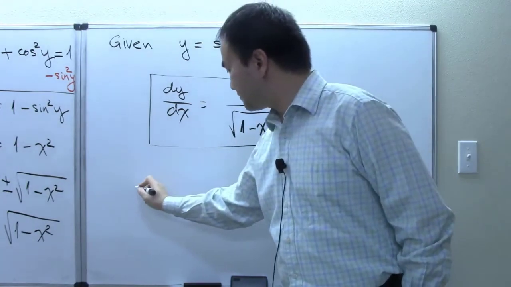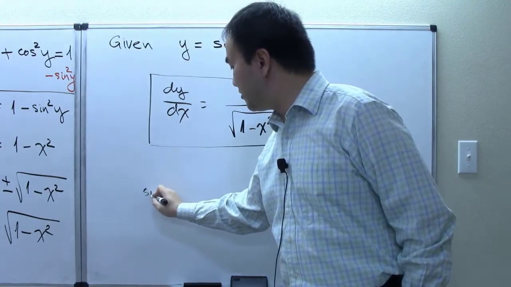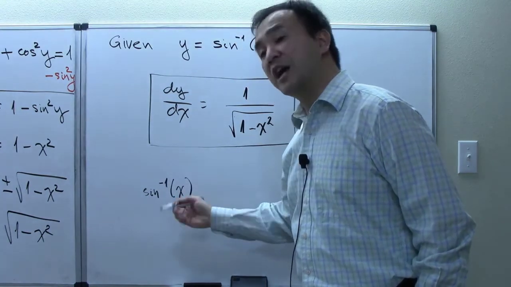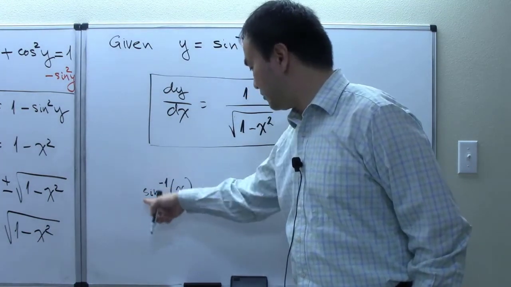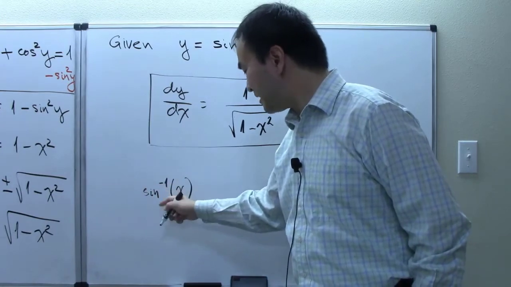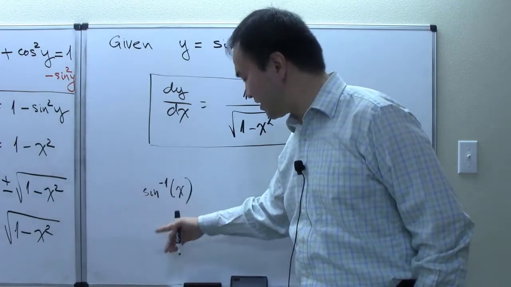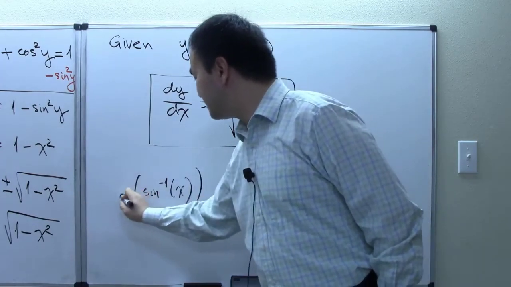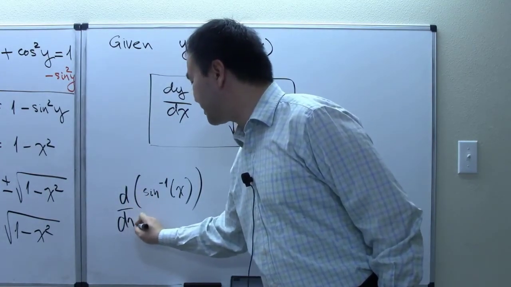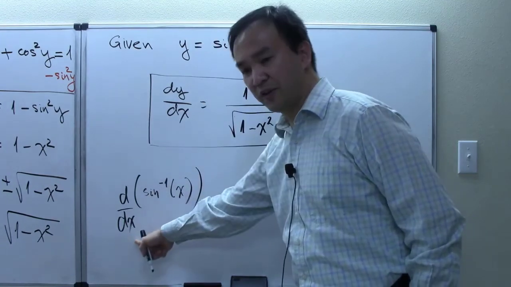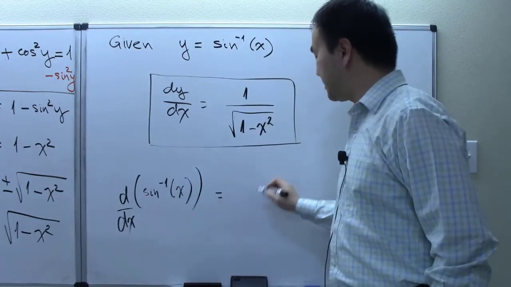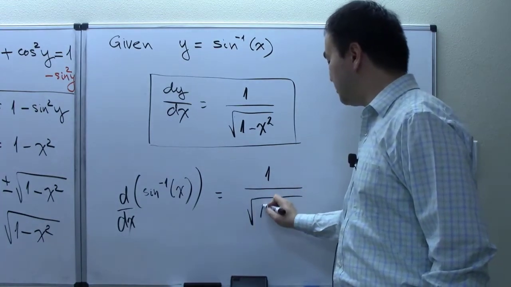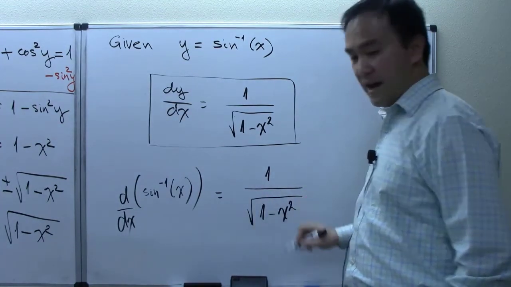And recall that I've been introducing alternative notations. Starting with a shorthand notation here, the derivative symbol over here: take the derivative of sine inverse of x with respect to x. That will give us 1 over the square root of 1 minus x squared.